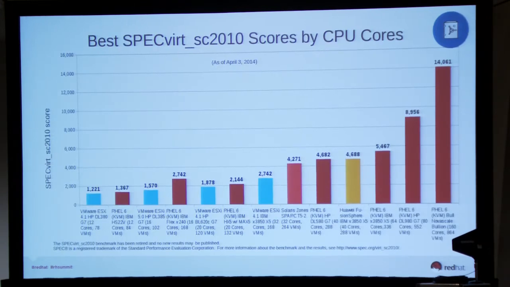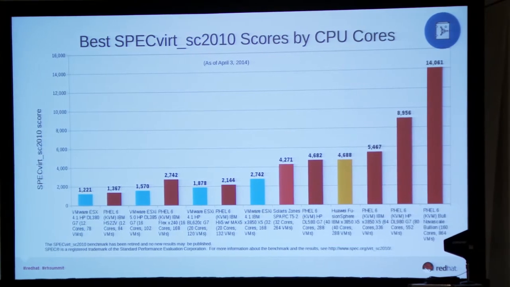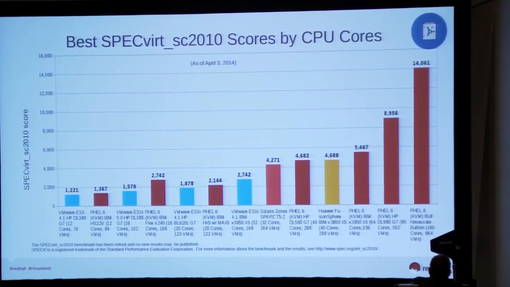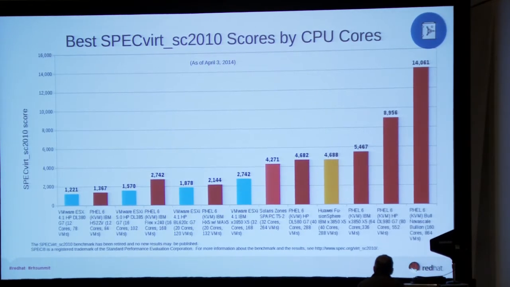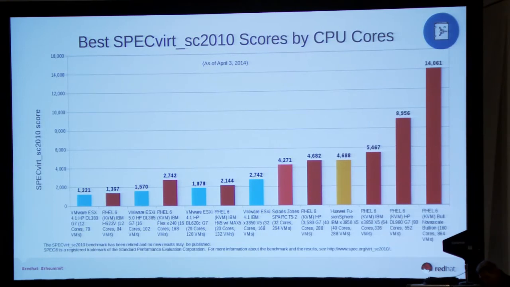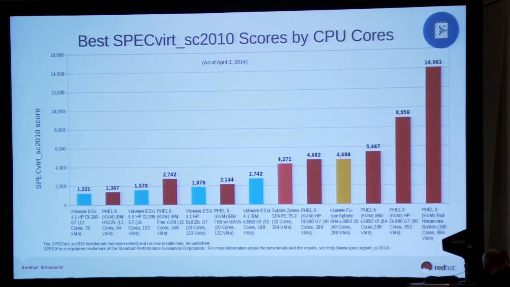So performance and scalability. Here are the charts showing the SPECvirt 2010 scores. Now, SPECvirt 2010 has been retired, so these are the final results. There's a new SPECvirt 2013 benchmark now. And Red Hat with KVM, either RHEV or RHEL with KVM, claims 10 of the top 15 results.